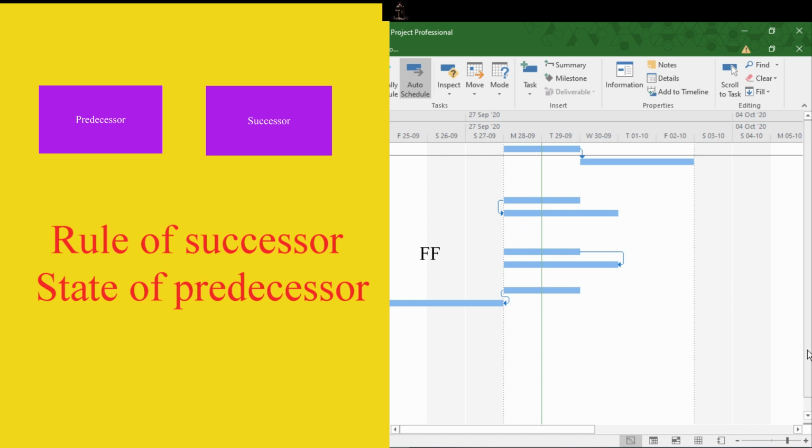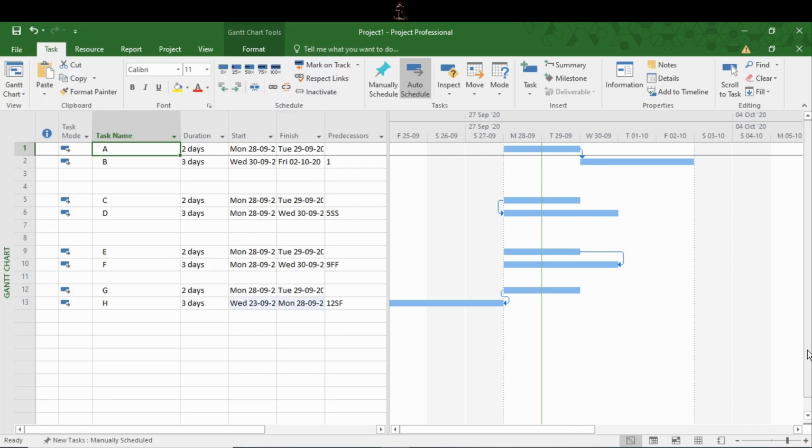Now see F to F, finish to finish. Successor activity cannot finish until predecessor finishes. Likewise, start to start: successor activity cannot start until predecessor starts. Similarly, start to finish: successor activity cannot finish until predecessor starts. Having seen this, let's understand each and every relationship with real life examples.